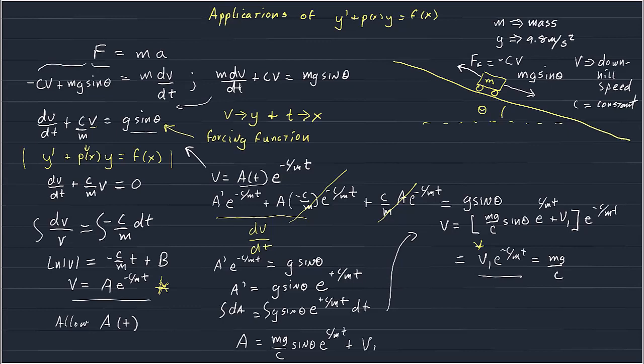And these exponent terms cancel out. When we multiply e to the positive c over m t times e to the minus c over m t, we get e to the 0 power, and so that gives us a 1. And this gives us plus mg over c sine theta. And that is our solution for our equation of motion of a mass on an inclined plane being pulled downhill by gravity and being resisted by a frictional force proportional to its velocity.